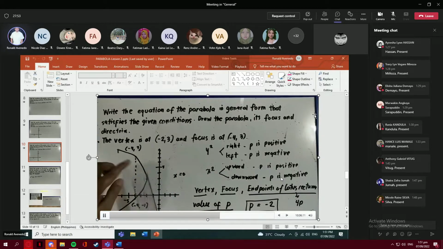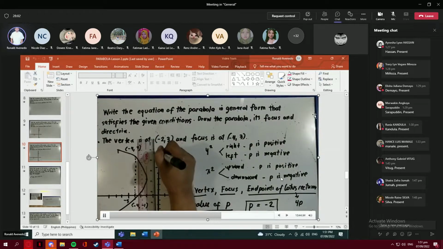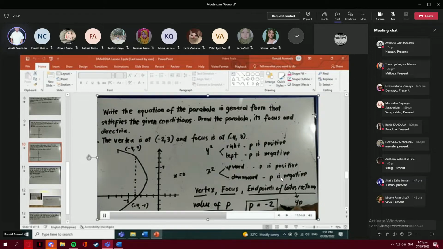So we will just draw here a line to determine that this is the directrix. So let us compare our graph, yung kanina. If our answers are the same, okay, let's check. P is negative 2. Kanina, P is also negative 2. So please check your notes. Dapat pareho yung solution kanina pati ngayon. So pag pareho, then this is correct.